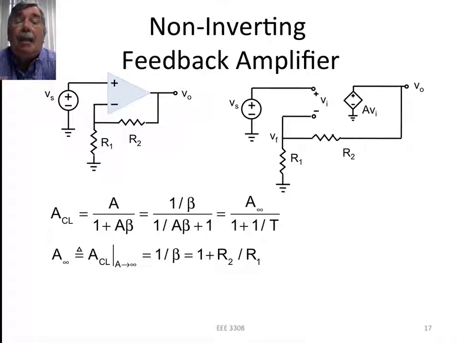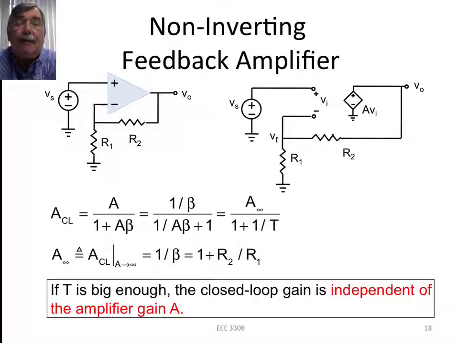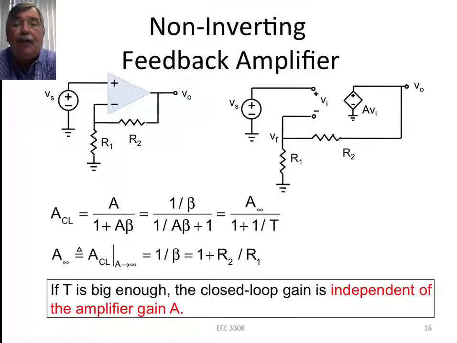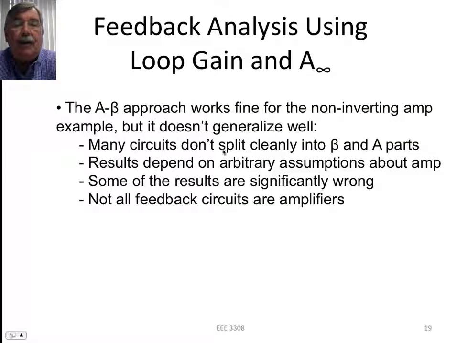All right. So I want to break this into simpler terms. This analysis that we were using is sometimes called the A and beta approach. It works fine for this example, but it doesn't generalize very well. A lot of circuits just don't split cleanly into parts A and beta. It does here, but it doesn't in all of them. As you'll see if you go through this, the results depend on a bunch of assumptions you make about the amplifier. Actually, it turns out not all feedback circuits are amplifiers. And when you use this technique, some of the results you get are just wrong.